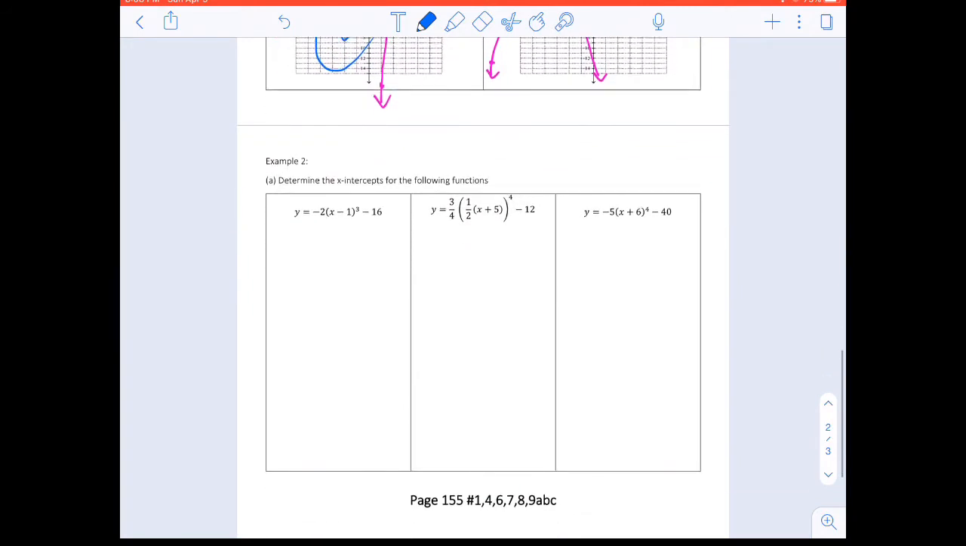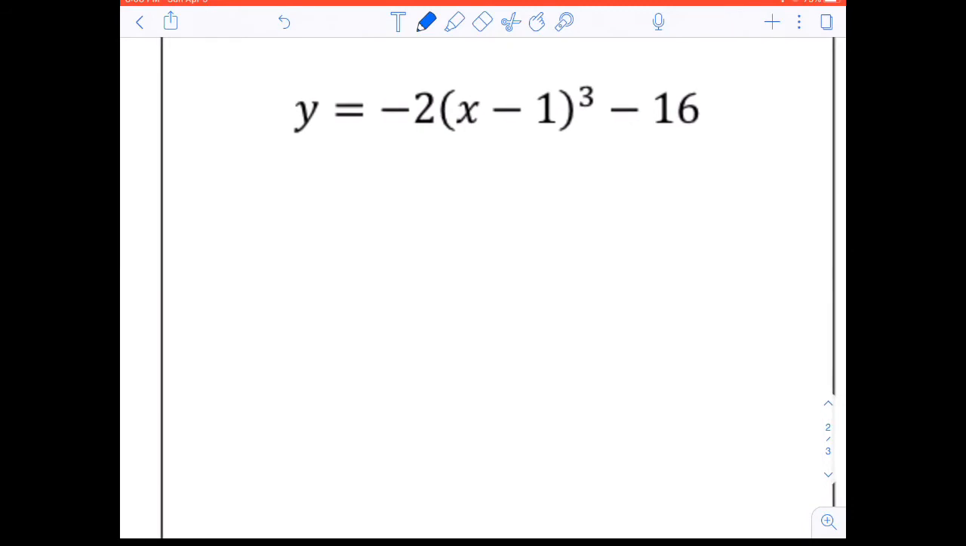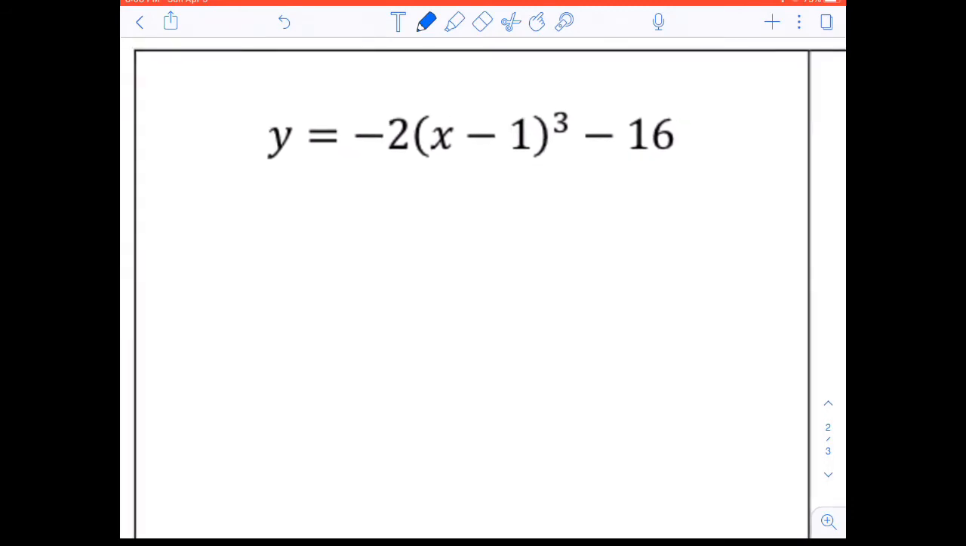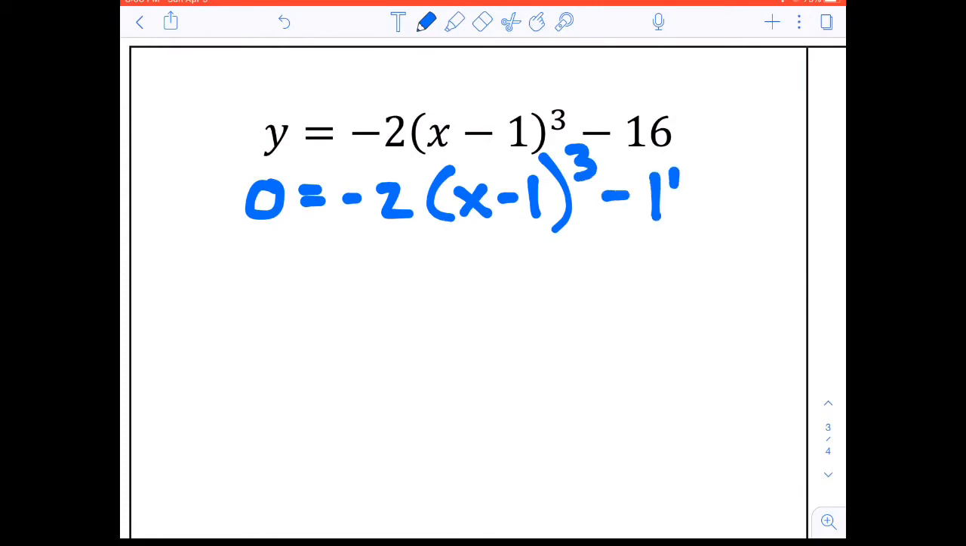So let's have a look down below. Let's look at this cubic function here. It says determine the x-intercepts. So if I want to find the x-intercepts of this, I know there's going to be at least one because the end behavior is on opposite sides. I know that because it's cubed. When we find out our x-intercepts, that happens when y is equal to 0. So I'm just going to plug in 0 for y and isolate. That'll tell me where my x-intercept would be.